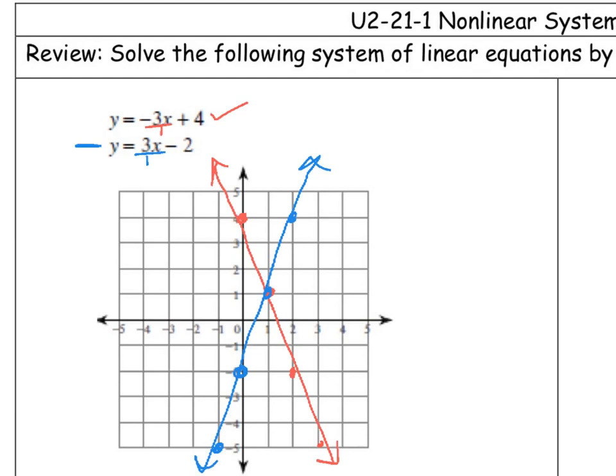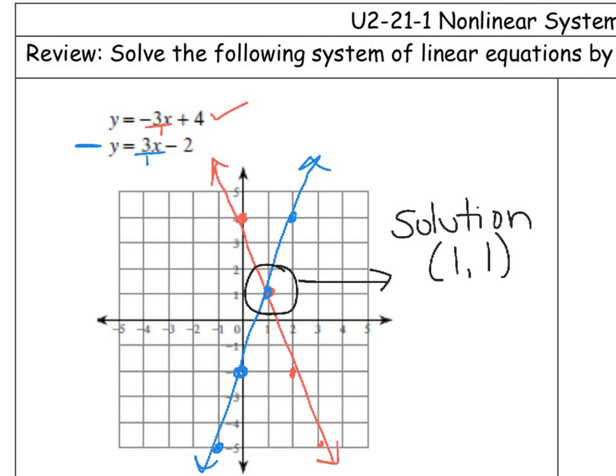So if you recall, the solution was the point of intersection. So this is the solution to the system of equations, and that point is (1, 1). So what that means is when I substitute in 1 for x, I should get 1 for y. Negative 3 times 1 is negative 3. Negative 3 plus 4 is a positive 1. If I plug 1 in here, 3 times 1 is 3, and 3 minus 2 is 1. So this is the only ordered pair that will work in both equations.